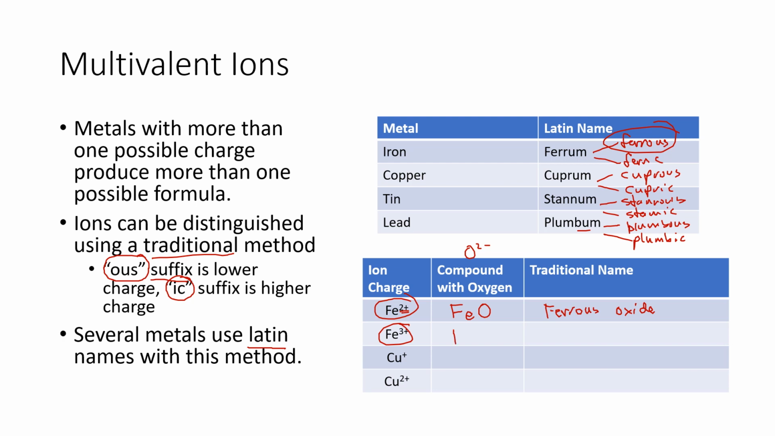Now if we use the higher one here, you're going to end up with a different compound. Going with oxygen, it's going to be Fe with the 2 and the O with the 3. After you do your little crisscross. And so since that's the higher charge, we're going to call this one ferric oxide.